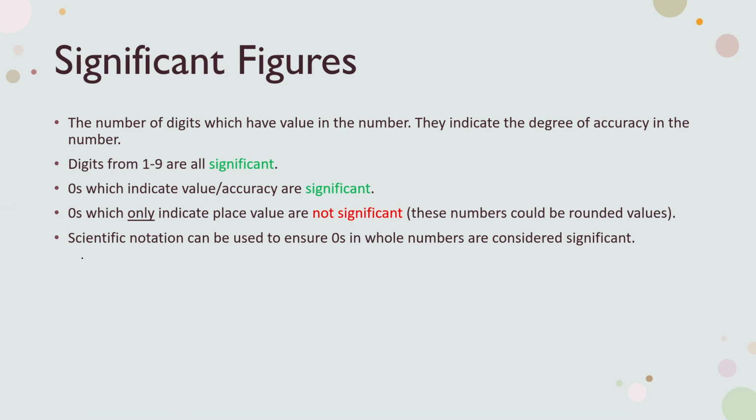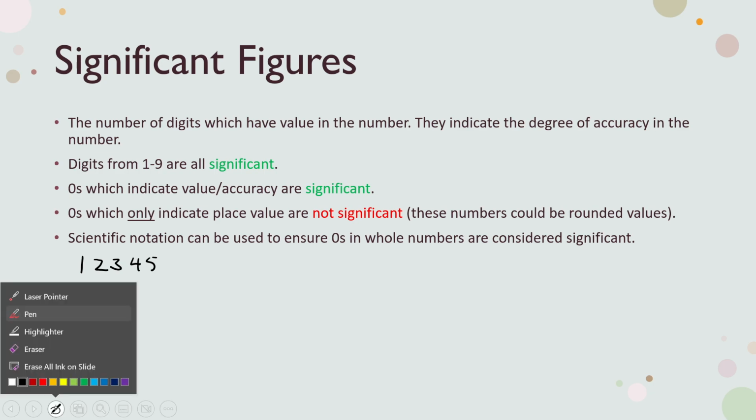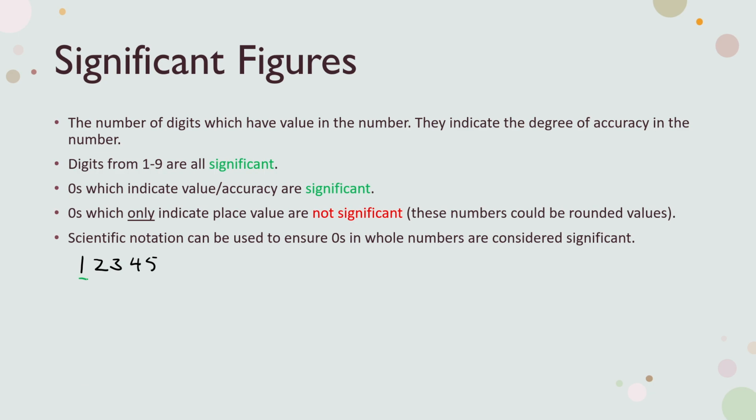Let's say we have the number 1, 2, 3, 4, 5. All of these numbers here we would consider to be significant, 1, 2, 3, 4, and 5, because they are all digits from 1 to 9, meaning that this number is composed of 5 significant figures. A lot of the time you'll see SF to stand for significant figures.